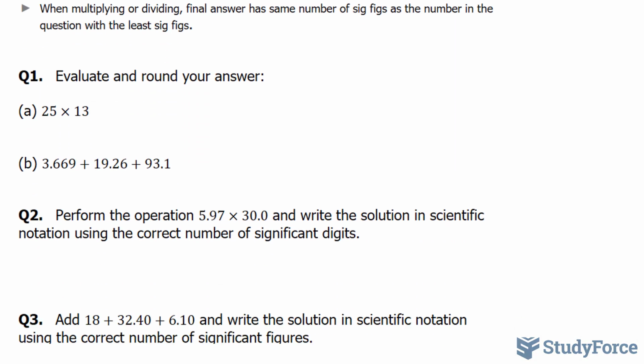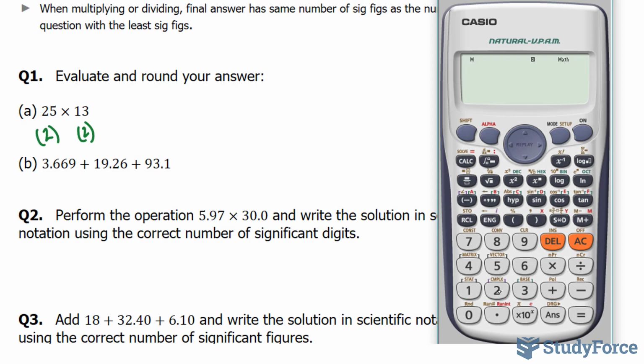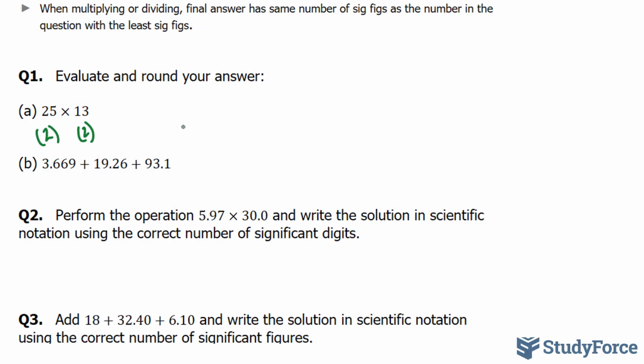Let's start with question number 1. The question reads, evaluate and round your answer. So in our first question, we have 25 times 13. This has 2 significant figures, and so does this. So our final answer, whatever it is, has to have 2 significant figures. Let's go ahead and use our calculator. 25 times 13 gives us 325.